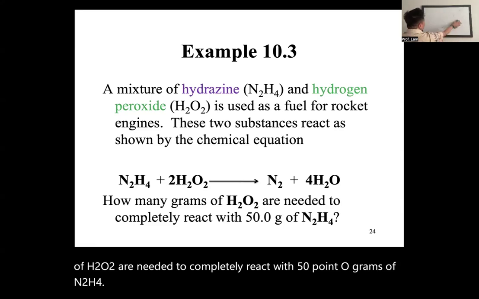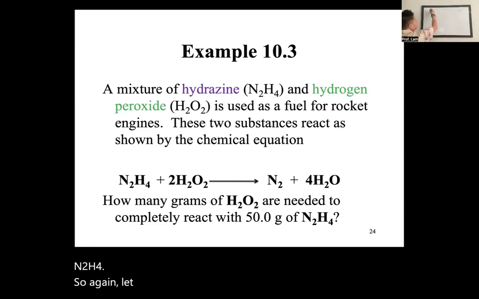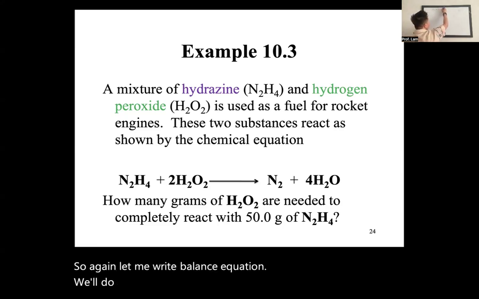Okay. So again, let me write the balanced equation. We'll do this on the board.